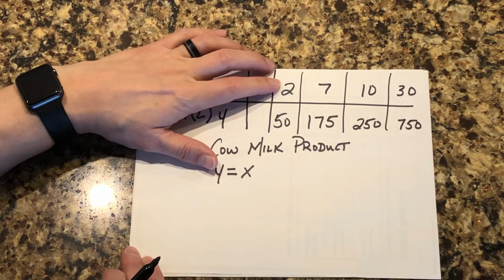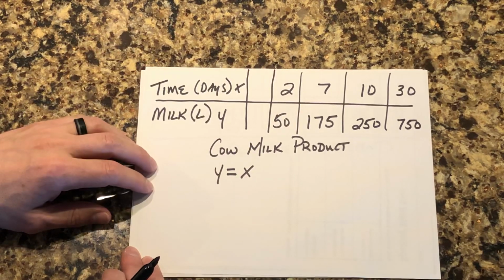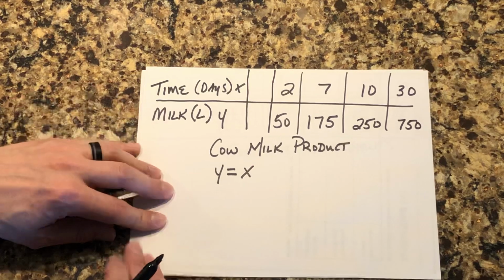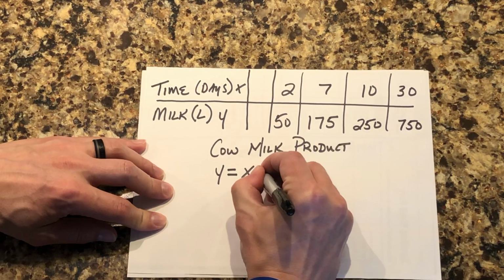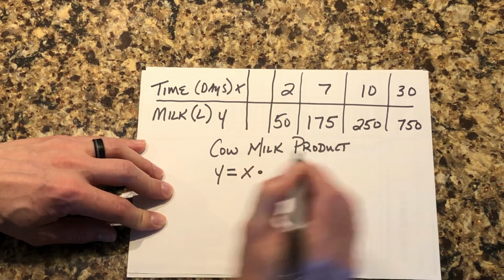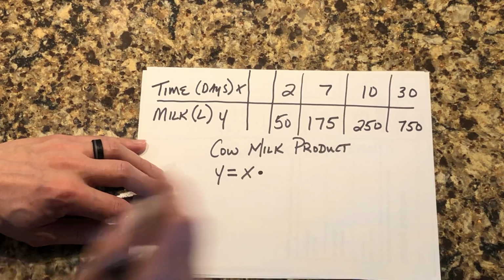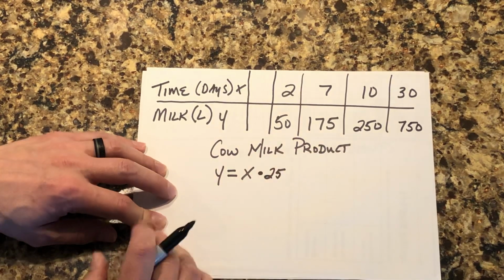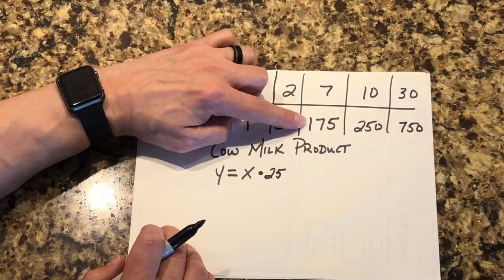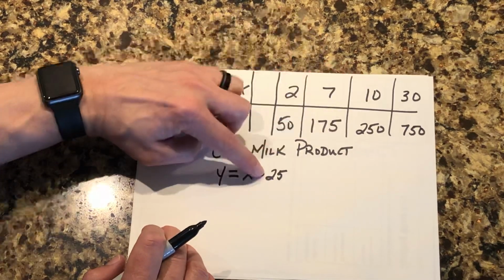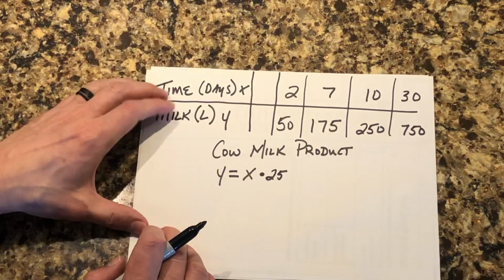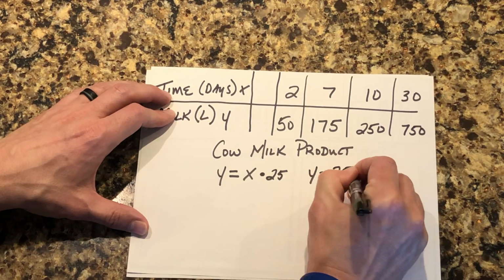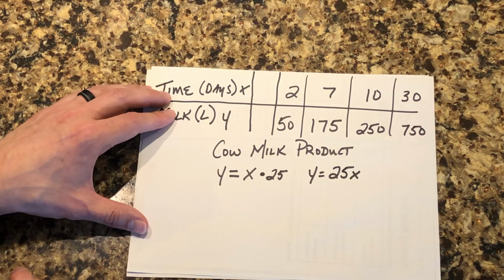So how do I get from 2 to 50? I have to take 2 times 25. So put my multiplication sign in there. Some of you like the dot, some of you like the X. You can mash them. Doesn't matter either way, it'd be X times 25. So I know 7 times 25 is 175, 10 times 25 is 250, and so on. So your equation could also look like this if you do the mash thing.